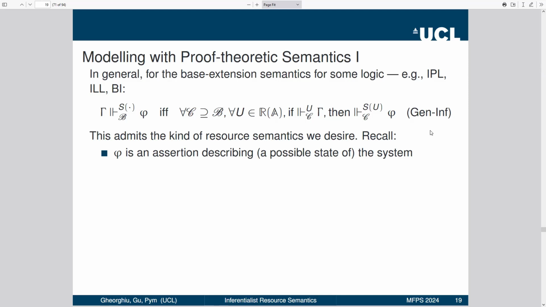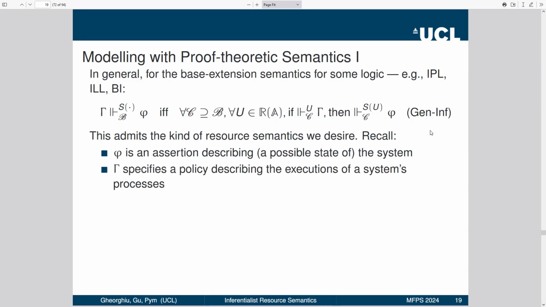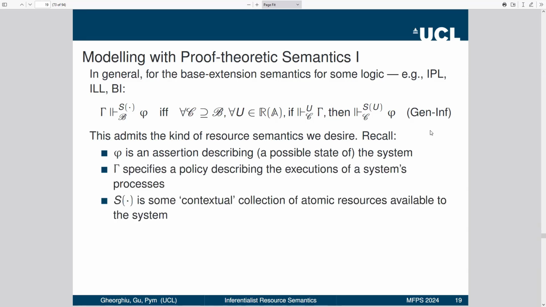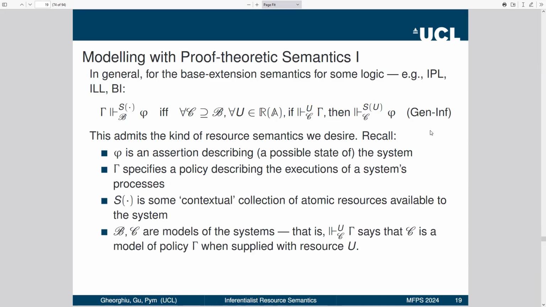And now we want to read things as follows. Covering the reading from the beginning. Phi is an assertion about the system. Gamma specifies the policy about the system. S is a set of resources. And B and C are models of the system. So that's the reading we promised at the beginning. That's the one we want to deliver. And we can do that quite generally.